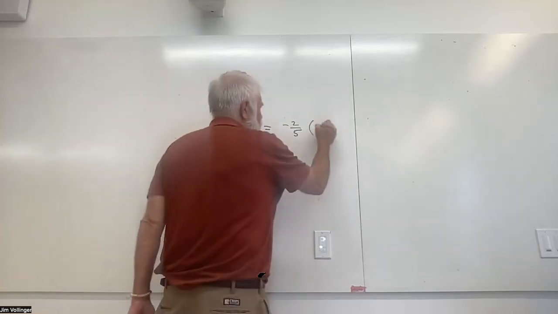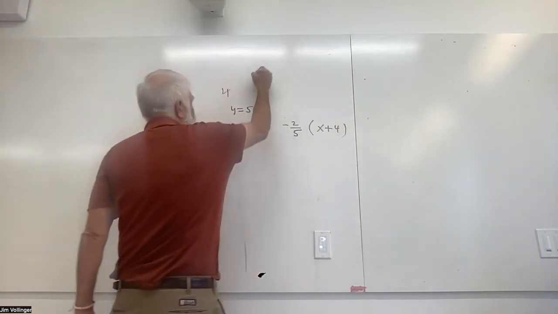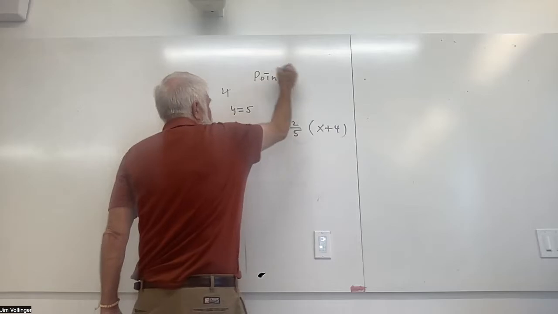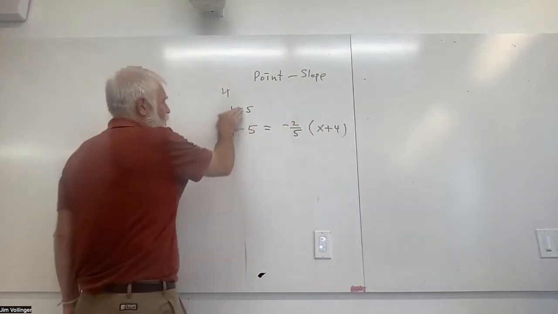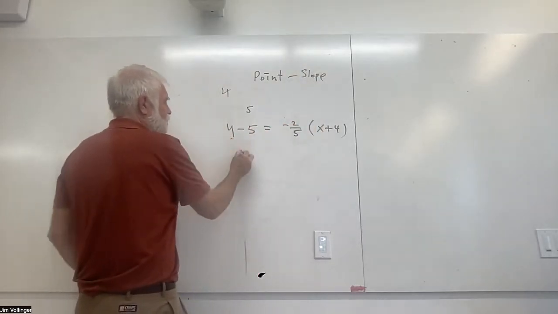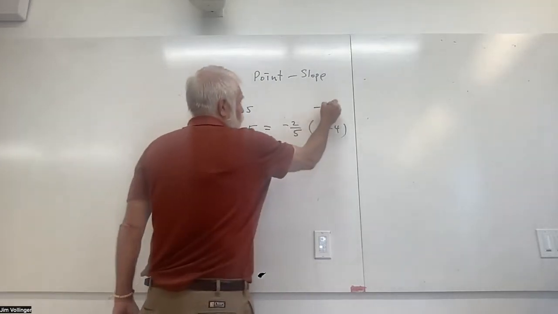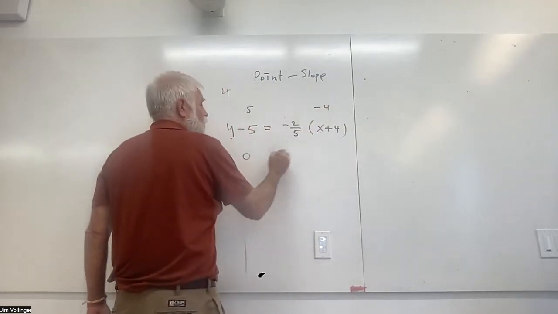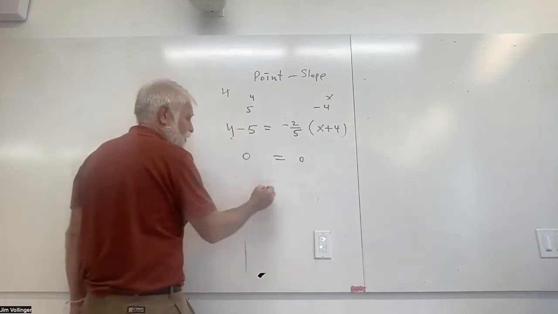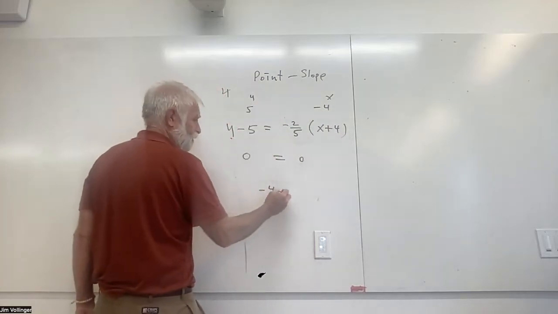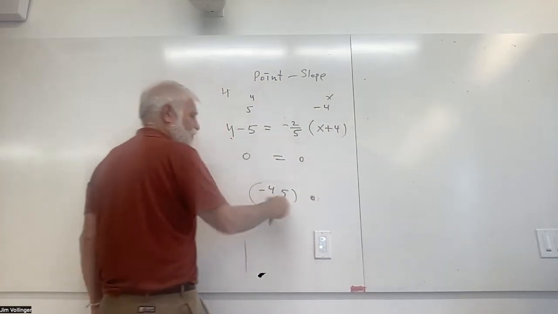X plus 4. So this is point slope form of a line. Point slope, so we've got to find the point on the line. I know when I put a 5 in on this side, it becomes 0. And I know when I put a -4 in here, that side becomes 0. I know that's an X and that's a Y, so I guess it passes through the point -4, 5. And let's call that -4, 5.